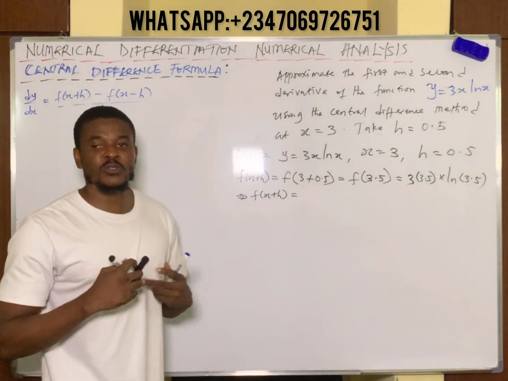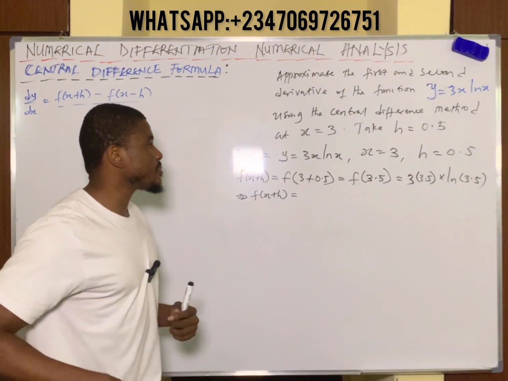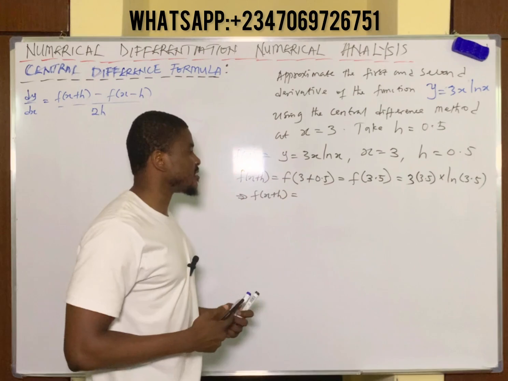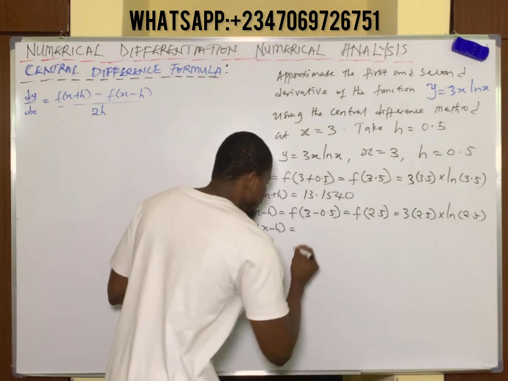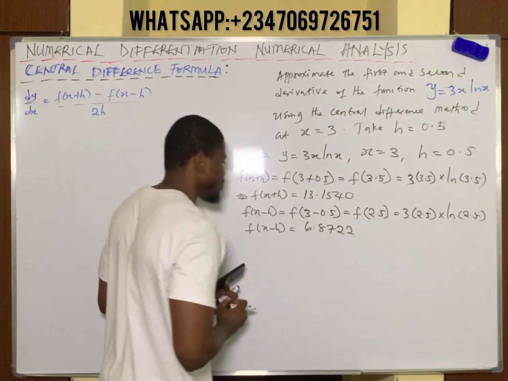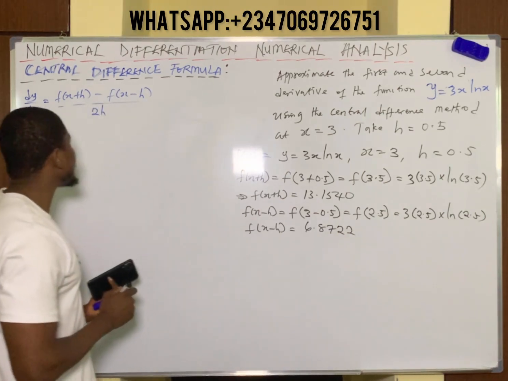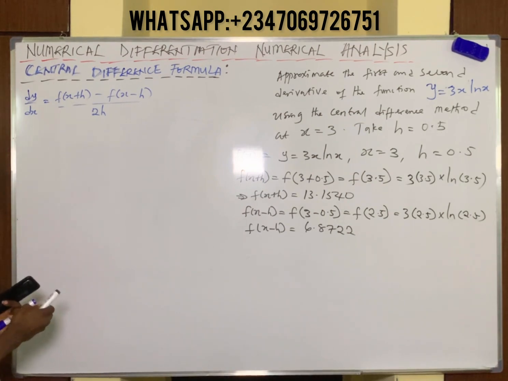So f of x plus h is equal to, I'm going to punch everything together. Do well to punch along to avoid calculation errors. So let's simply obtain 3 multiplied by 3.5 multiplied by ln 3.5. That gives us approximately 13.1540. Now, having found f of x plus h and f of x minus h, we simply plug into the formula.